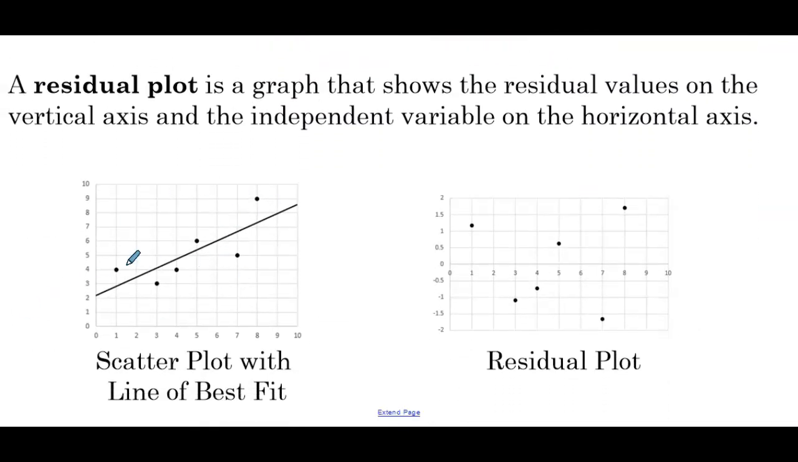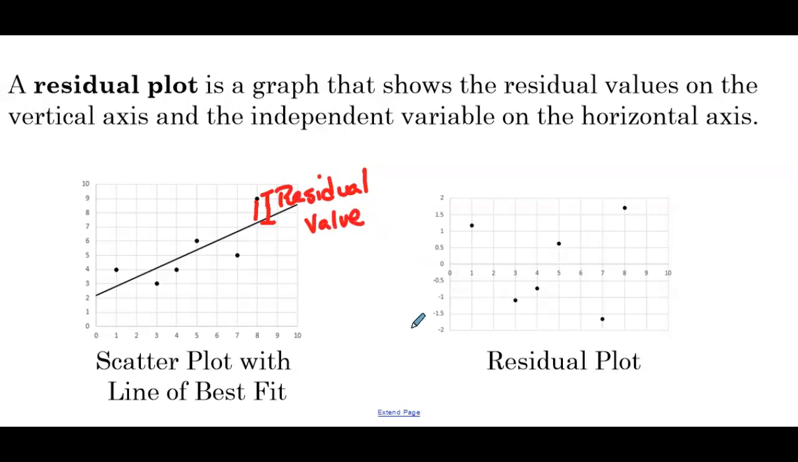Okay, so let's start here. We have a scatter plot with a line of best fit drawn in. So if we want to find the residual value for, let's say, this data point here. Okay, so we're looking for the distance from the point to the line. Okay, so it's actual minus predicted for the y values. So we can estimate that's about 1.6, let's say. Okay, so that distance right there, that's our residual value.